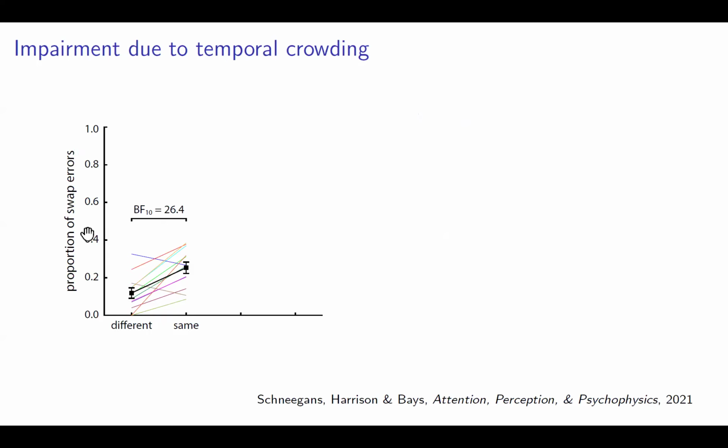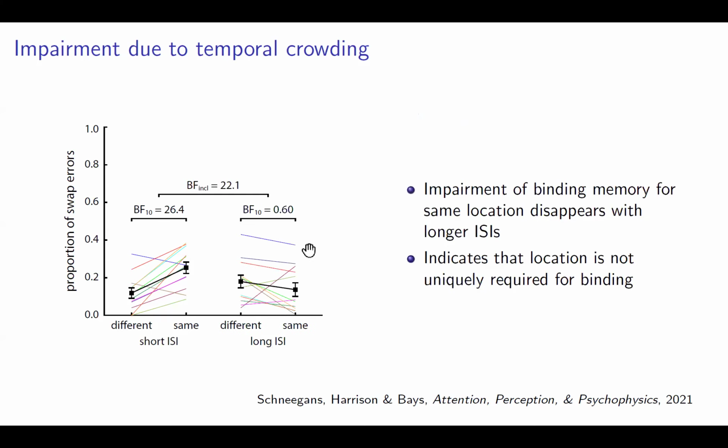So this is the proportion of swap errors observed when items are presented at different locations or at the same location. In relation to the original study, there were more swap errors when items were presented at the same location. But when we increased the presentation time and the interstimulus interval, then that effect disappeared, and participants were basically just as good in both conditions. So that indicates that having only one location where everything appears isn't such a big problem for visual working memory.